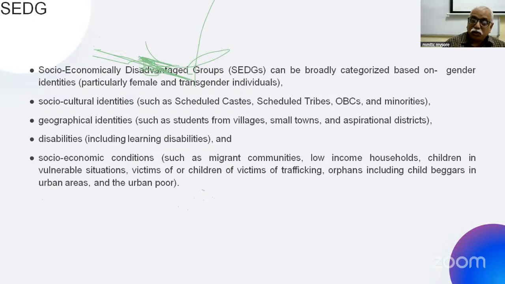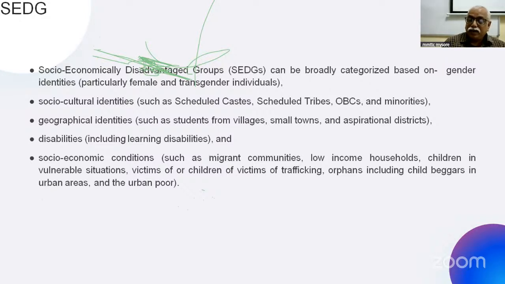The second factor is socio-cultural identities. The policy defines socio-cultural identities in terms of these sections of the people who live in society: scheduled castes, scheduled tribes, other backward castes, and minorities. They are there in society, all of them need to be accommodated, and they are treated as socio-cultural entities.